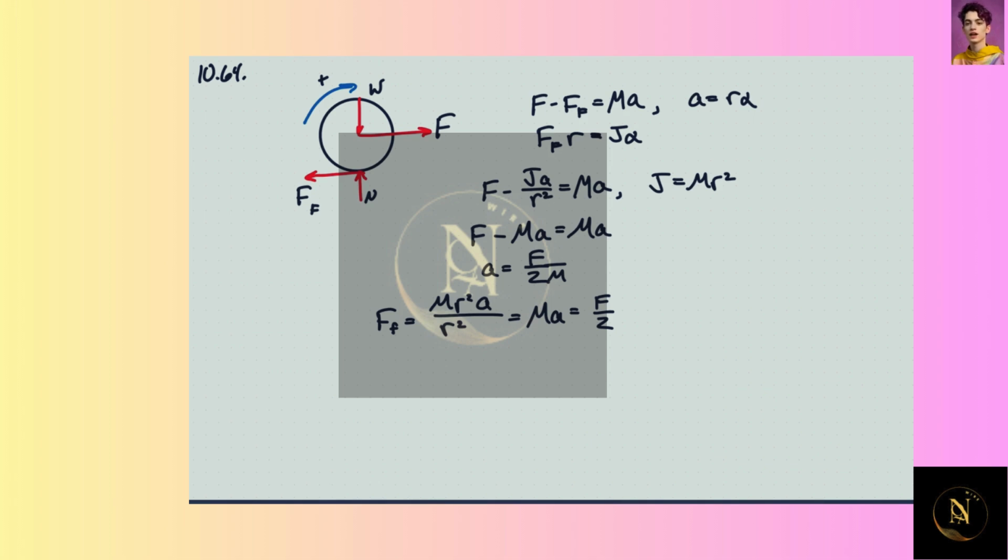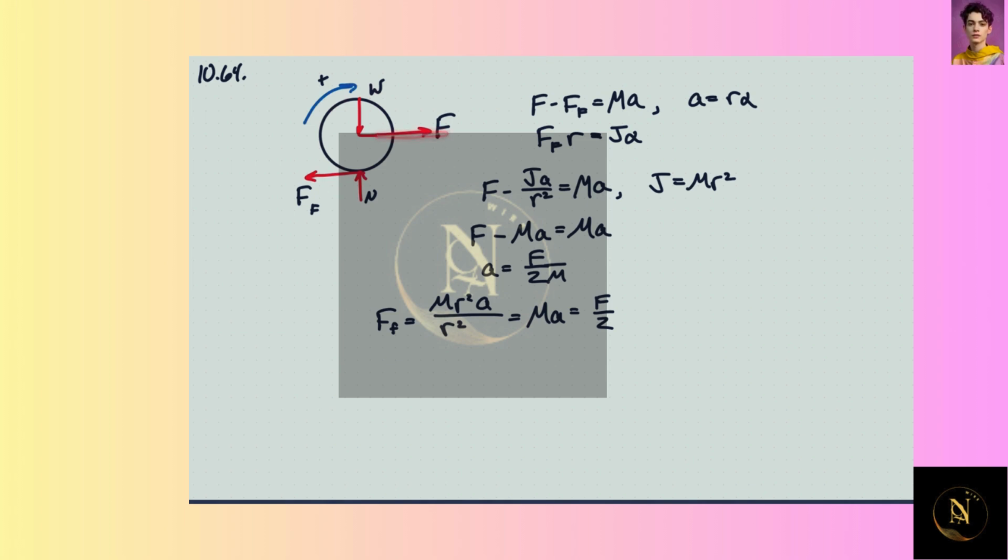Now, let's see, what did I do here? I solved for the friction force here. I substituted this in, and I got F minus J A over R squared equals M A. If J equals M r squared, we just get F minus capital M A equals capital M A. So A equals F over 2M. So the acceleration is half of what it would be if this were just sliding, because we're putting work into causing it to rotate also.